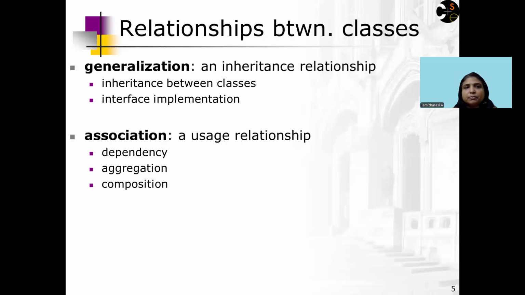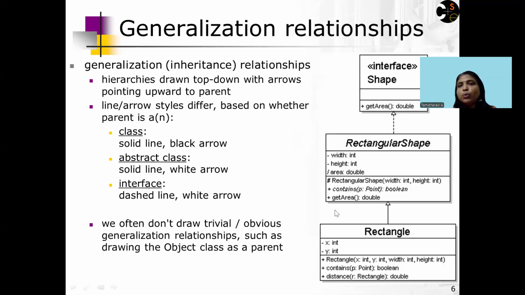It is optional. For relationships between the classes, you can have an association relationship or a generalization relationship. Generalization means inheritance, so one class inherits another class, or an interface: one class implements the interface of another interface. Apart from this, you can also have usage relationships like associations. You can have a dependency association, aggregation, and composition. These are some of the relationships between the classes which can be represented in a class diagram. So this is how it will be represented.